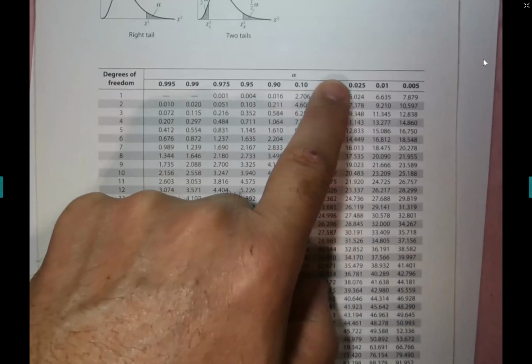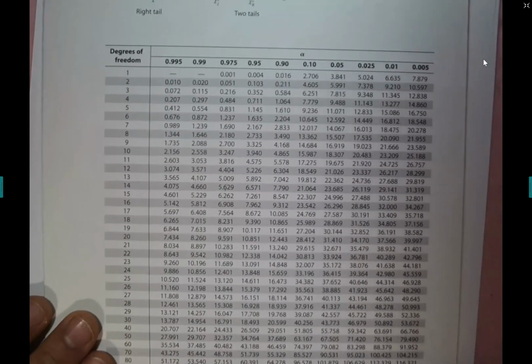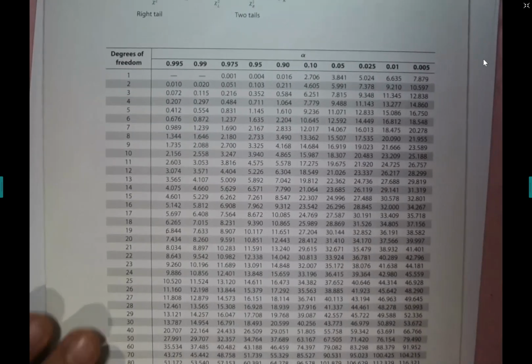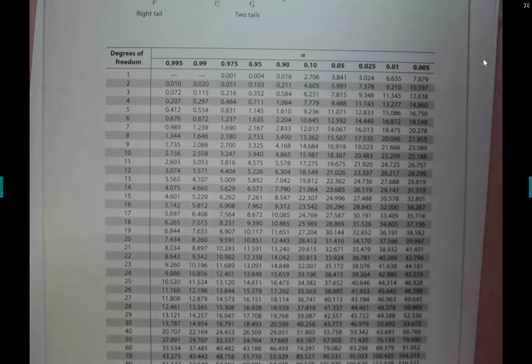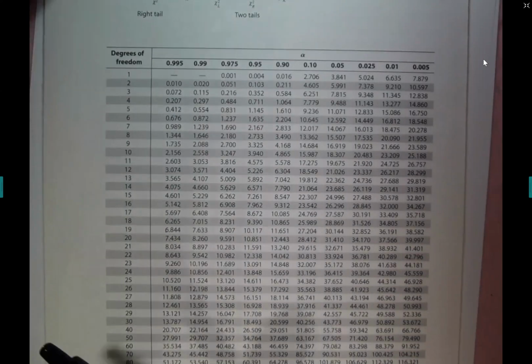Okay, 0.05 right here. And I need 40. Let me see if I have a 40 here. Can you guys see the 40 for me? So what would be the value? What would be the critical value at 40? It is the fourth one, 43.773. Let me show you how we could have solved this problem. 43.773.